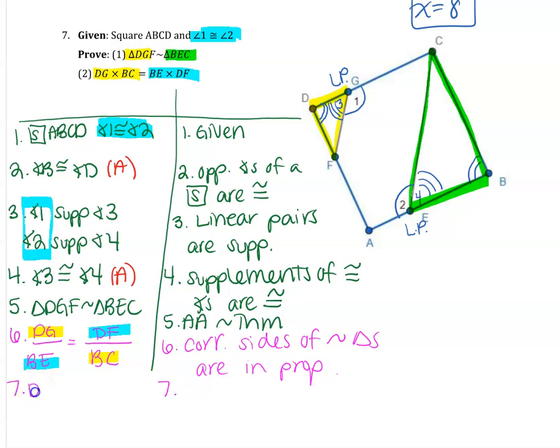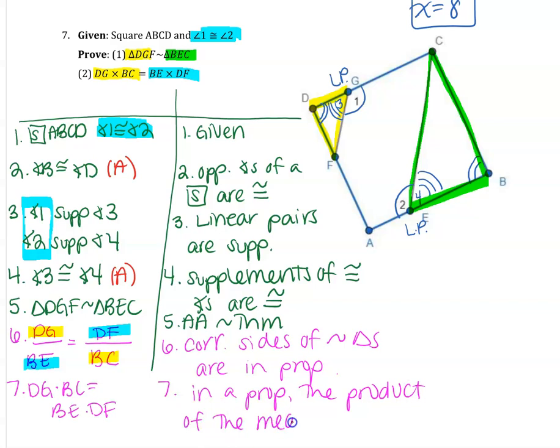Now, in order to get to the cross product, DG times BC equals BE times DF. Remember, that's our justification. In a proportion, the product of the means equals the product of the extremes. And remember, I am a stickler about you saying in a proportion. Reason being, if you don't have a proportion, then you don't have means and extremes. Okay? And that's the conclusion of our proof.